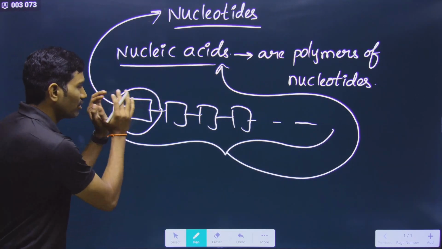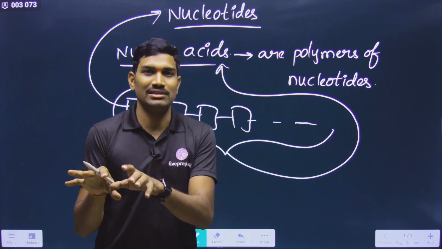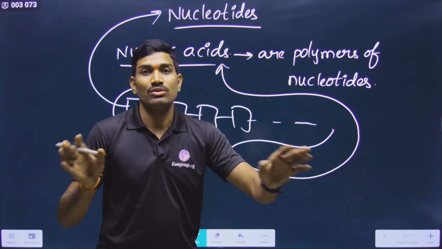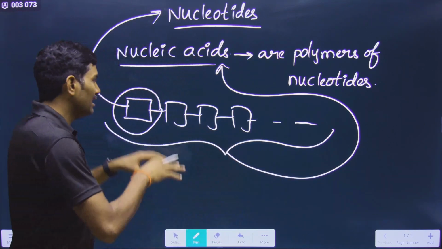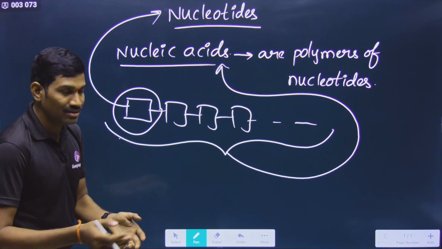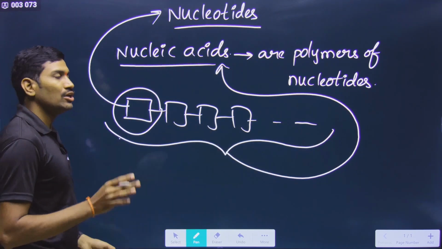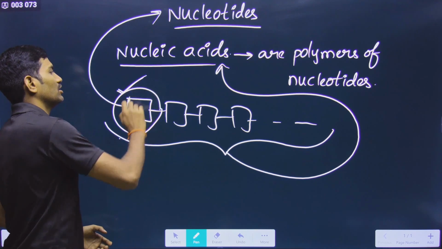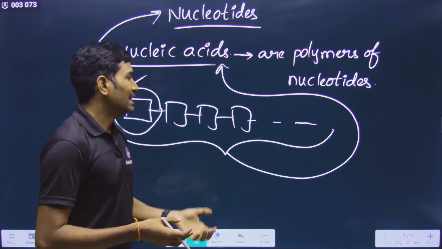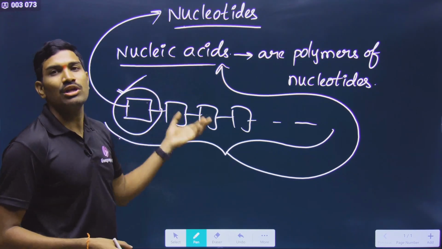So first we will focus on one unit. Previously we studied the individual amino acid, and after attachment of amino acids, protein came. That's how we studied. Same way, here also first we will talk about one unit, that is called a nucleotide, and then we will study the complete molecule called a nucleic acid. So the monomer of a nucleic acid is a nucleotide.